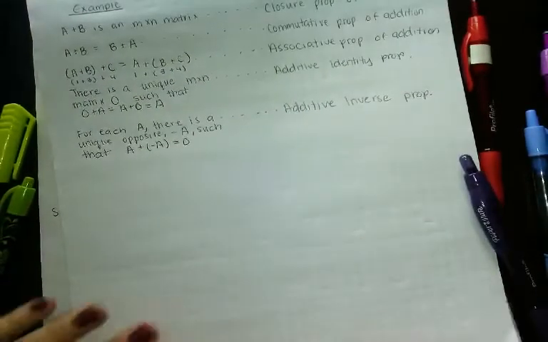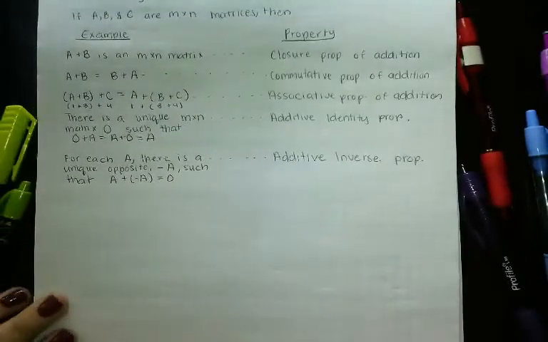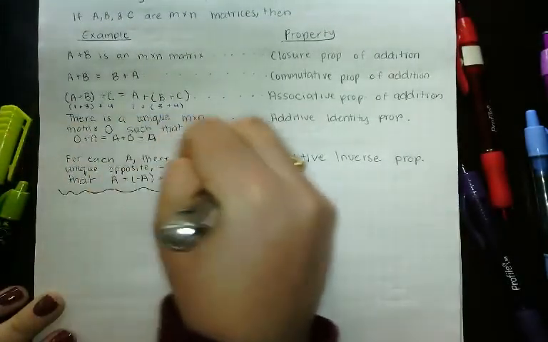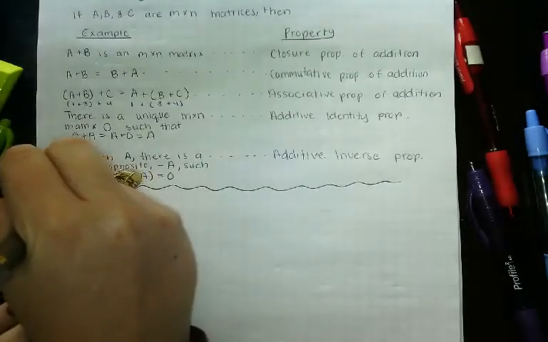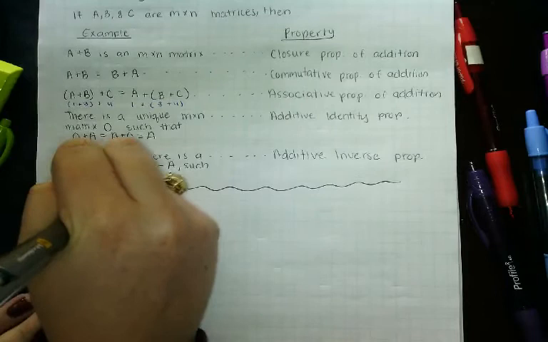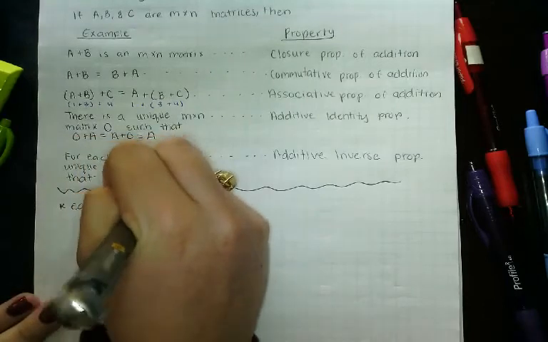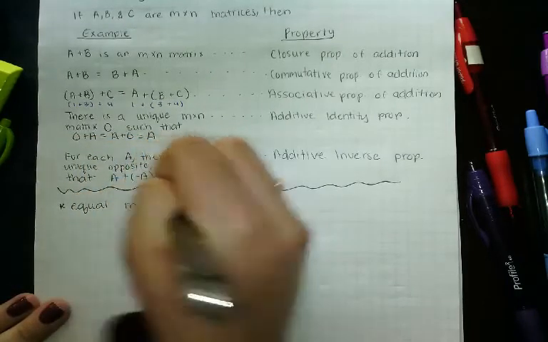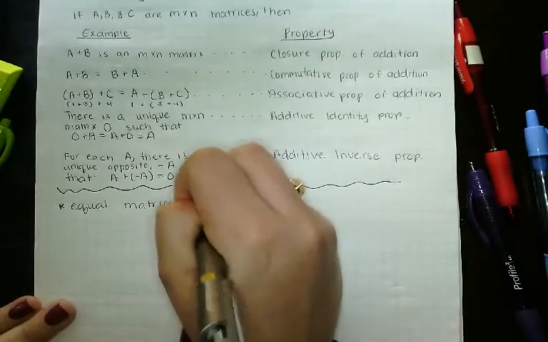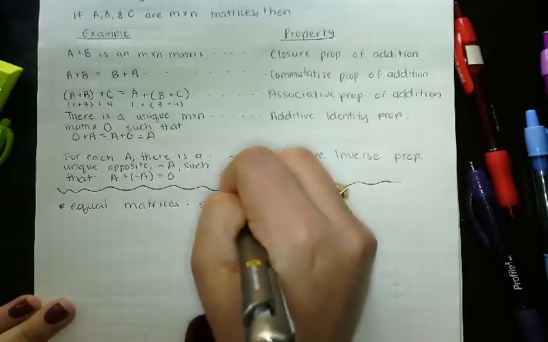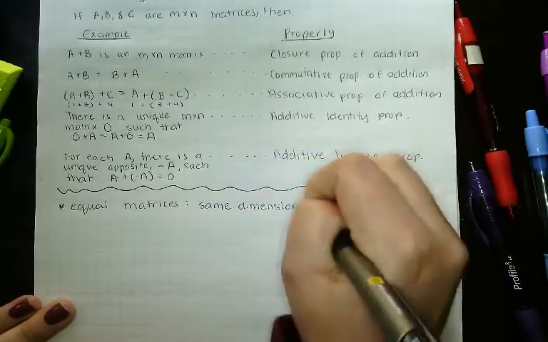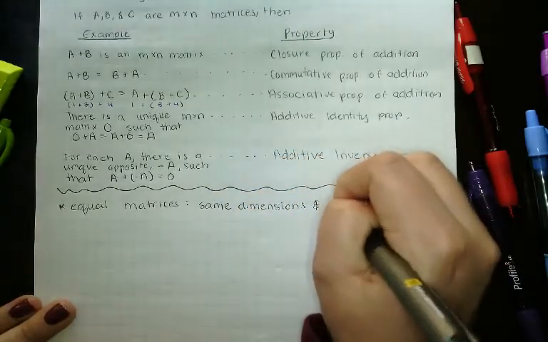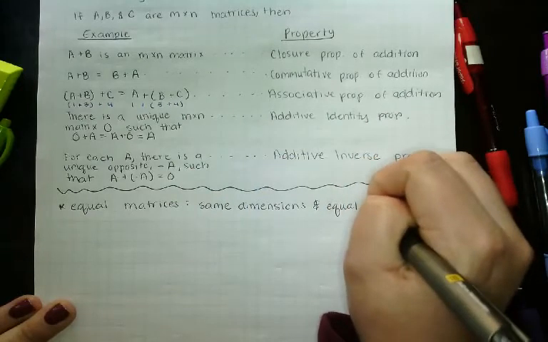And then there's one more concept. It's called equal matrices. So that just means that the matrices are the same thing, they're just represented in a different way. So equal matrices means they have the same dimensions and equal corresponding elements.